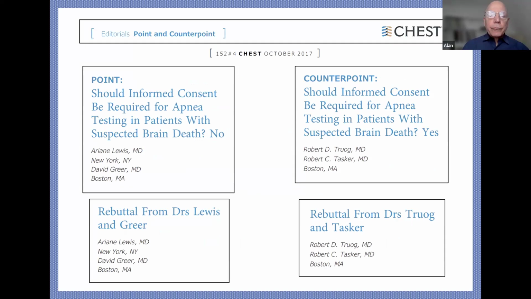So in the medical literature on this side of the ocean, there have been two debates in the journal Chest about consent for apnea testing. Back in 2017, there was this debate between Ariane Lewis and David Greer on the one hand, who represent the American Academy of Neurology, and Robert Truog and Robert Tasker on the other hand, insisting that there should be consent.